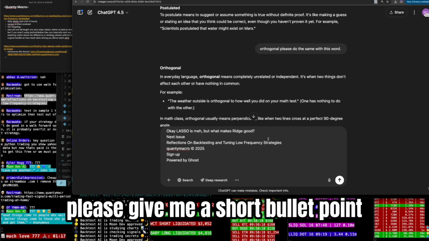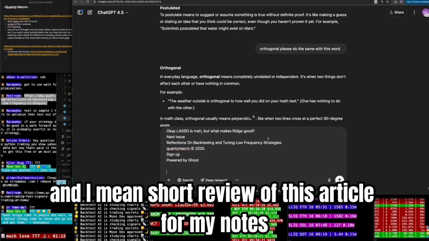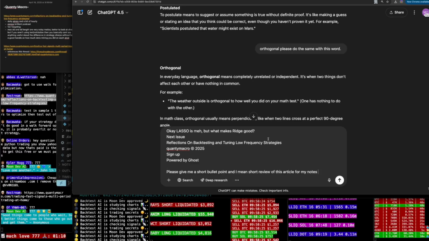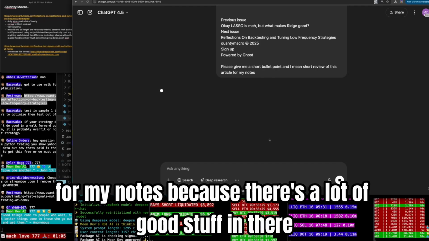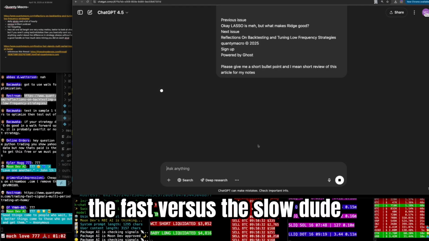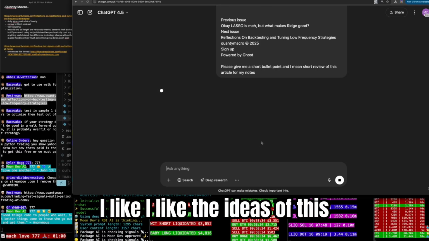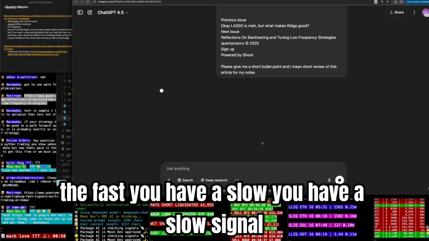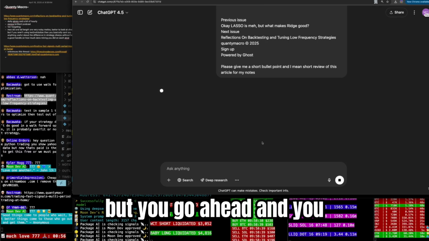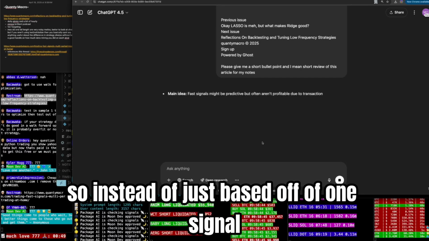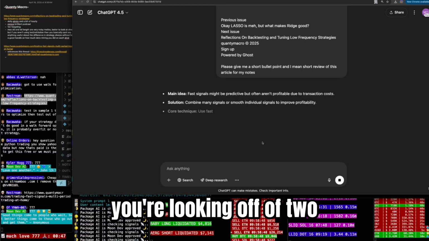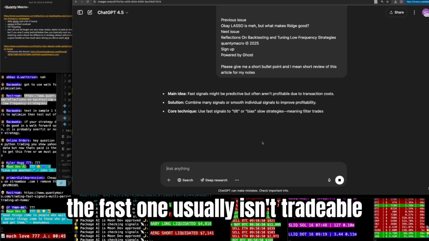Please give me a short bullet point, and I mean short, review of this article for my notes, because there's a lot of good stuff in there. The fast versus the slow, dude. I like the ideas of this. You have a slow signal, but you go ahead and check the fast to see if it's actually time to enter or not. So instead of just basing it off one signal, you're looking off two. One's fast, one's slow. The fast one usually isn't tradable.